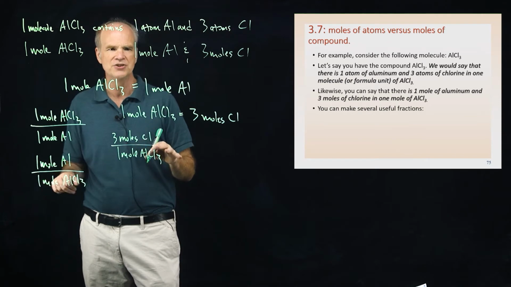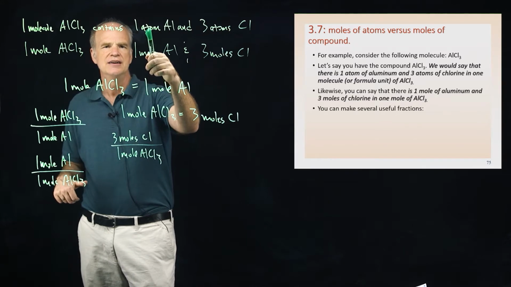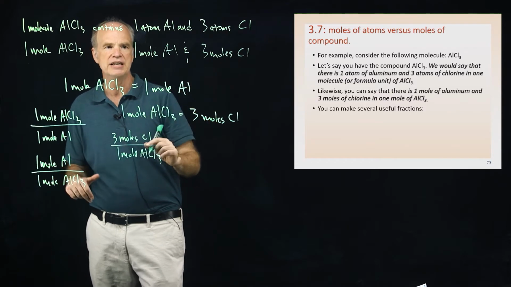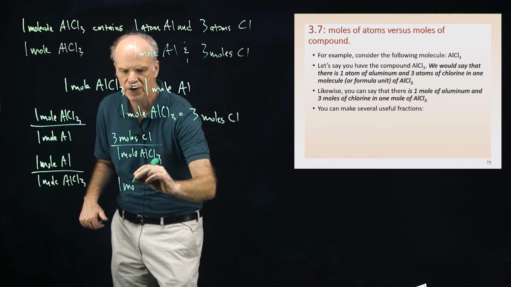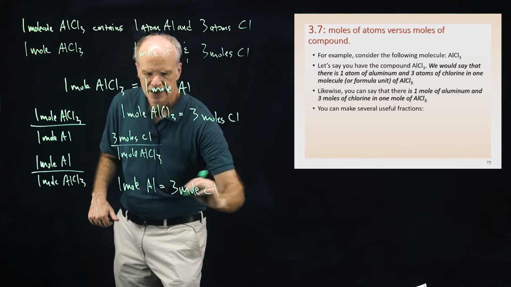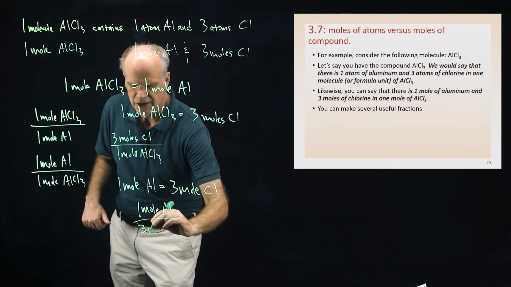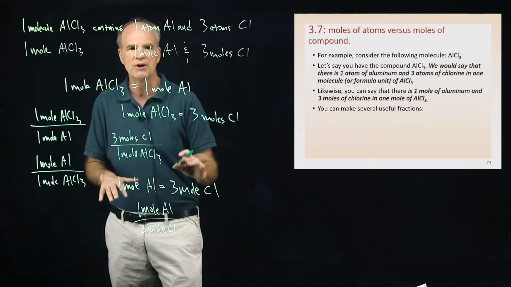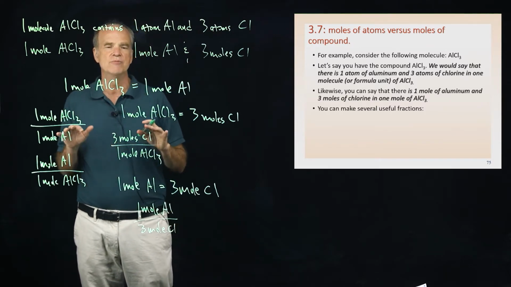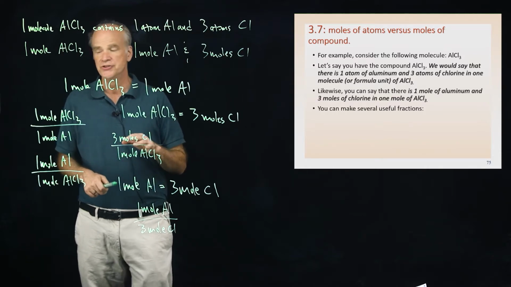There's one more fraction you can write. In this particular molecule, for every 1 mole of aluminum, you will have 3 moles of chlorine. That is an equality in itself. So we can write 1 mole of aluminum is equal to 3 moles of chlorine, and as an example of a fraction, 1 mole of aluminum over 3 moles of chlorine, and again you can write this in reverse. So there are a number of fractions that will allow you, in the middle of a problem, to convert moles of a compound to atoms of a compound or vice versa. Sometimes that's needed in a problem, and we're going to go into that right now.